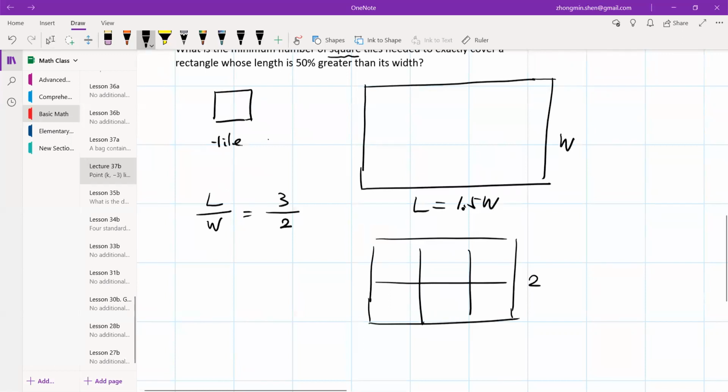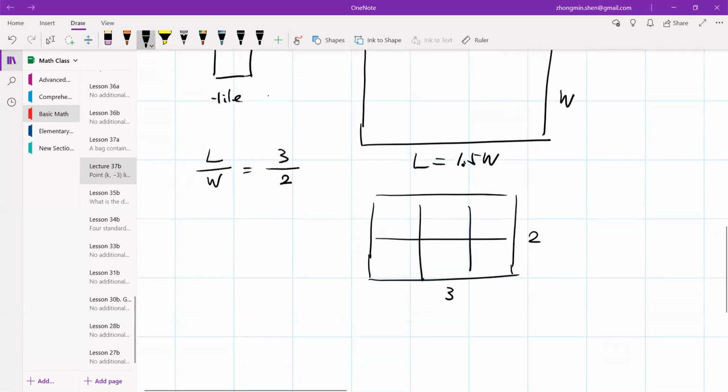Okay, this side should be 2 tiles, here are the 3 tiles. You can also have 4 tiles and 6 tiles, and just multiply. Can you have 3 tiles on one side? No, you can have 4 tiles and 6 tiles on one side, and then the other side there should be 9 tiles. But this is the smallest rectangle you are going to get.